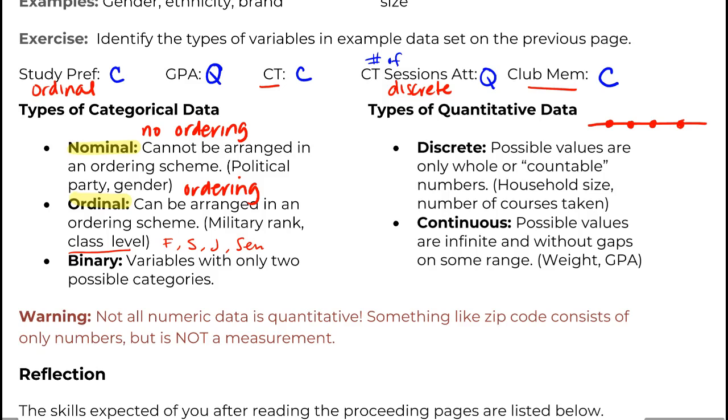And then continuous is, well, we might have some range like 0 to 4, and everything on this range is possible. That's like our GPA.